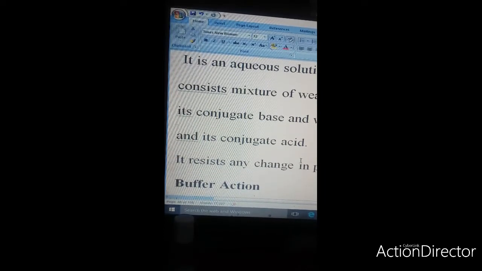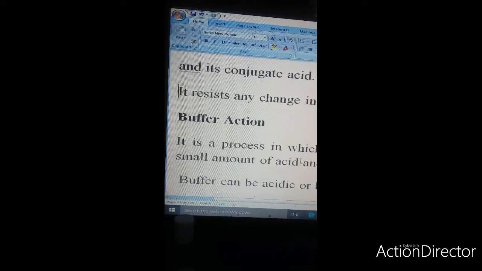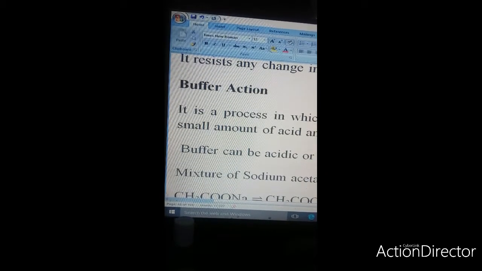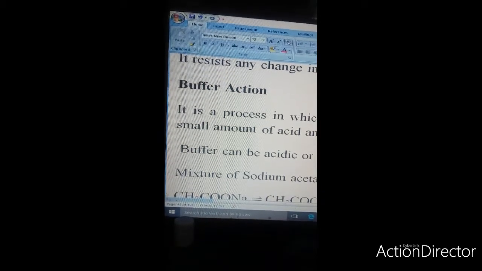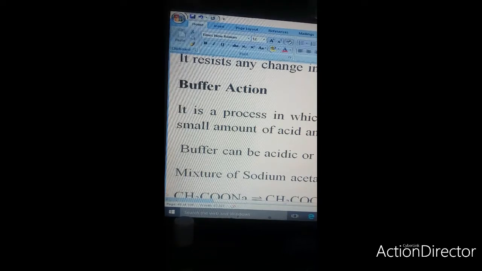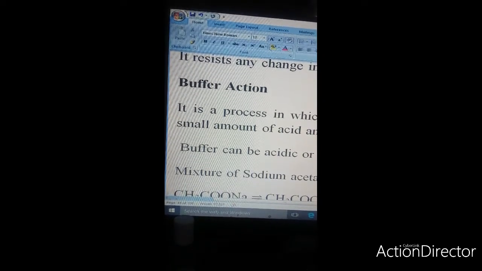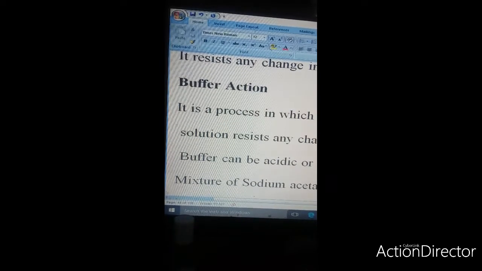Now let us see how buffer action actually occurs. Buffer action is a process in which the buffer solution will resist any change in the pH when you are adding a small amount of acid or base. Now a buffer can be acidic or basic.